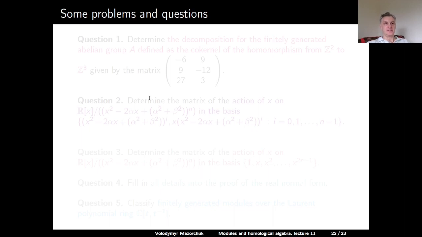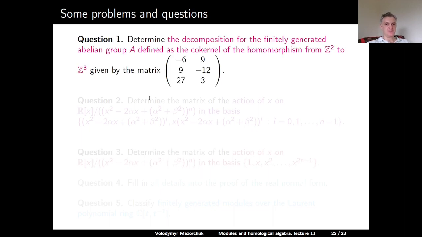At the end, some problems and questions. Problem 1. Determine the decomposition for the finitely generated abelian group A defined as the cokernel of the homomorphism from Z2 to Z2 given by the matrix (minus 6, 9, 9; minus 12, 27, 3).